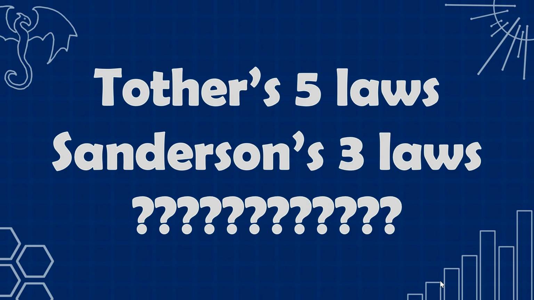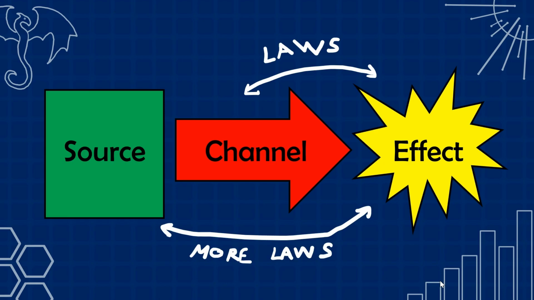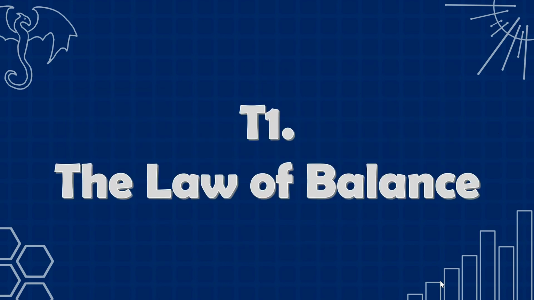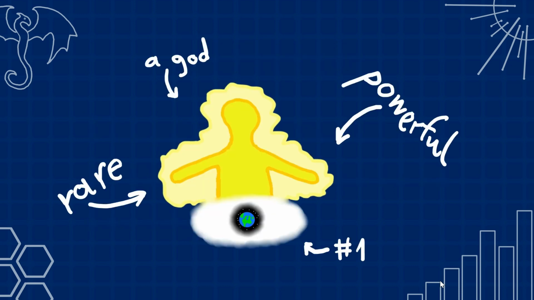My rules are regarding the connection between source or channel on one hand and effect on the other hand. The first one is the law of balance, which states that the greater the source or channel, the greater the effect. What this means is that in order to create more powerful magic, you have to find rarer or more powerful components. Examples of these rules are everywhere in literature, movies, and even religions. After all, what is rarer than a god?